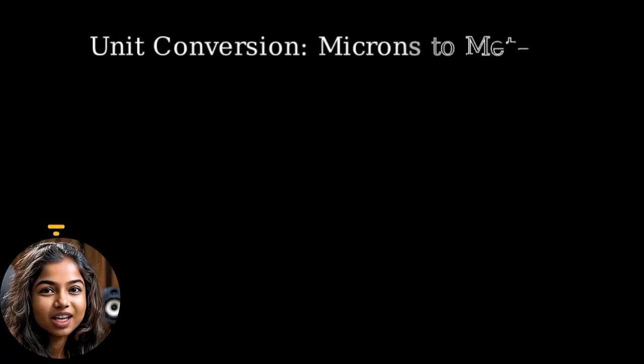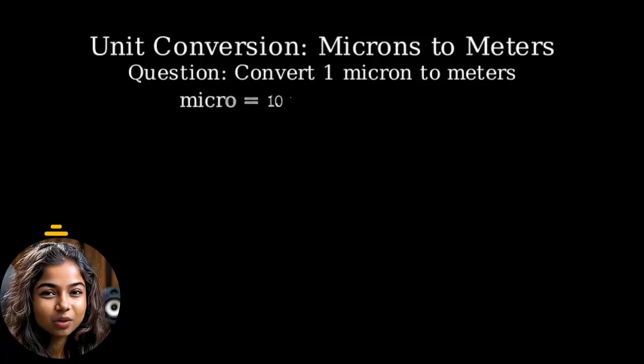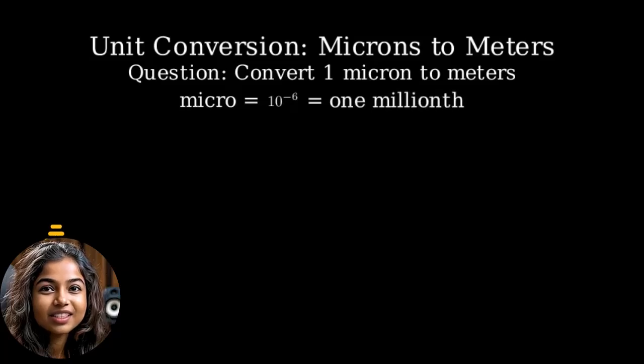Welcome! Today we'll solve a unit conversion problem, finding the equivalent of 1 micron in meters. First, let's understand what a micron is. A micron, also known as a micrometer, uses the prefix micro, which means 1/millionth or 10 to the -6th power. The symbol for micron is the Greek letter mu.